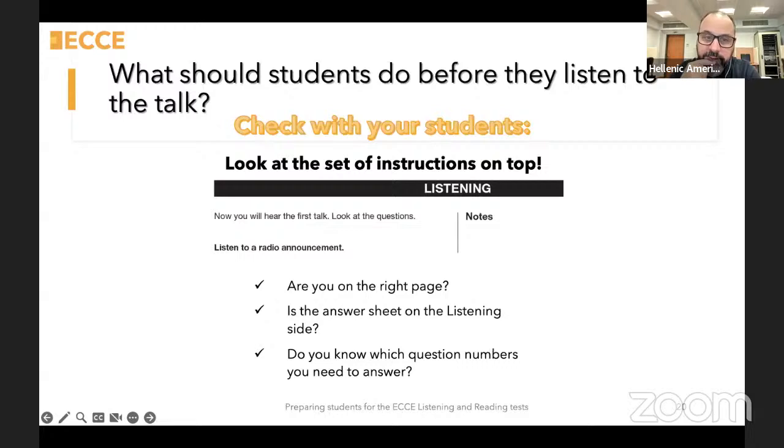It's important that, of course, they can take notes if indeed they find this useful. But before they start listening, especially during the day of the test, they need to make sure that they are on the right page, that they've got everything in front of them. They've got the answer document on the side, and of course, they know exactly which questions they need to answer. Very, very important.